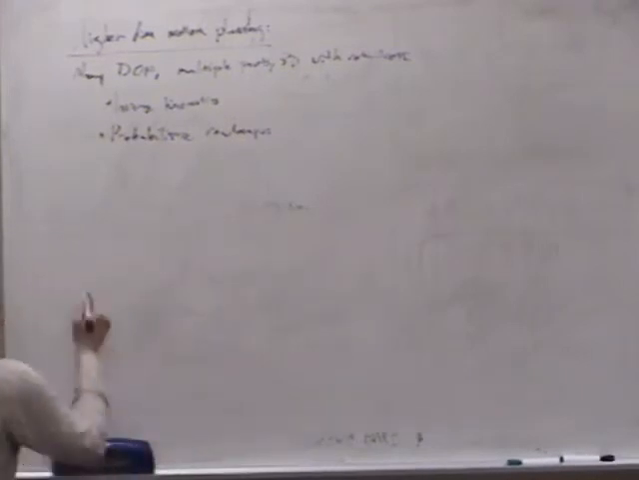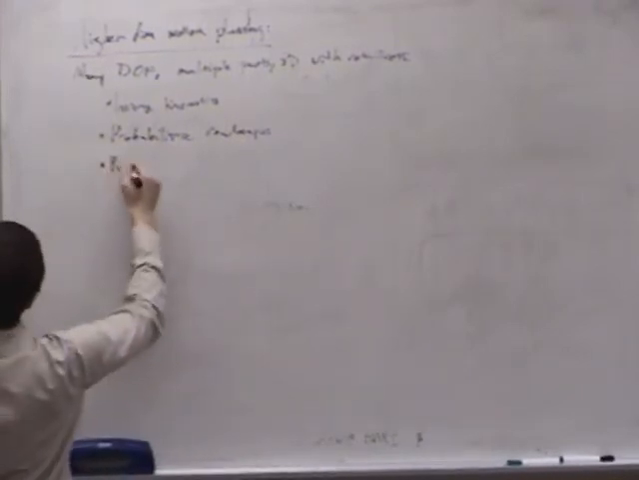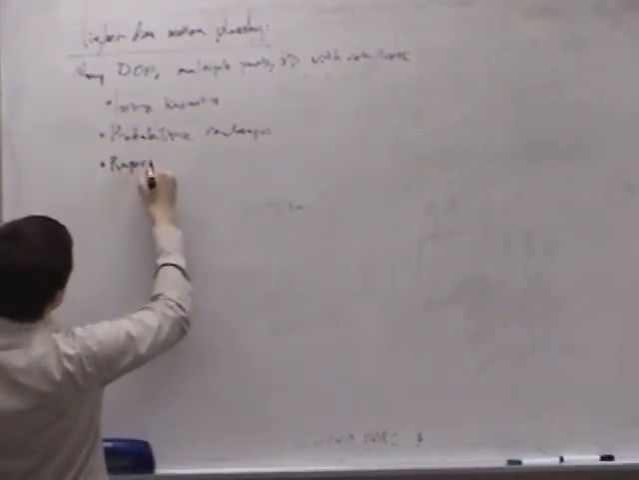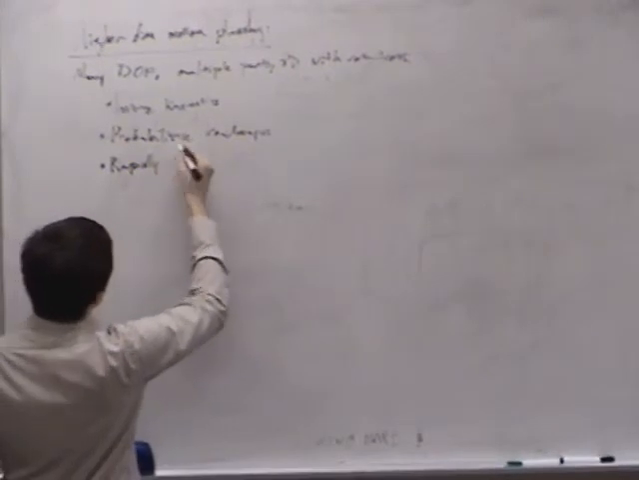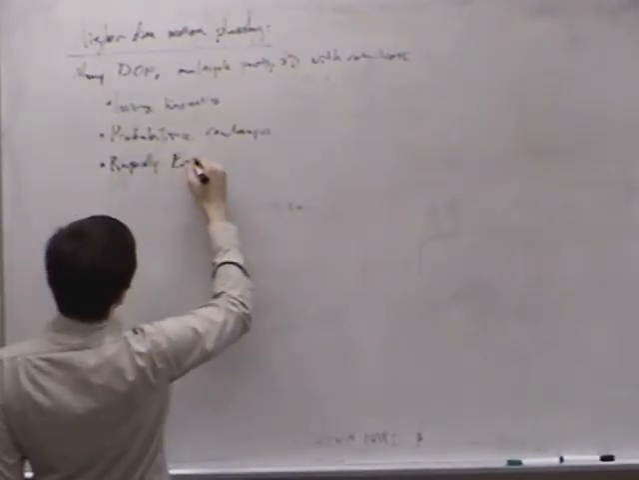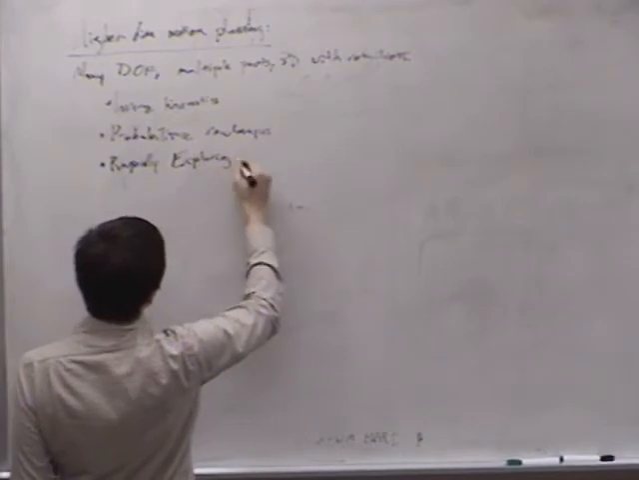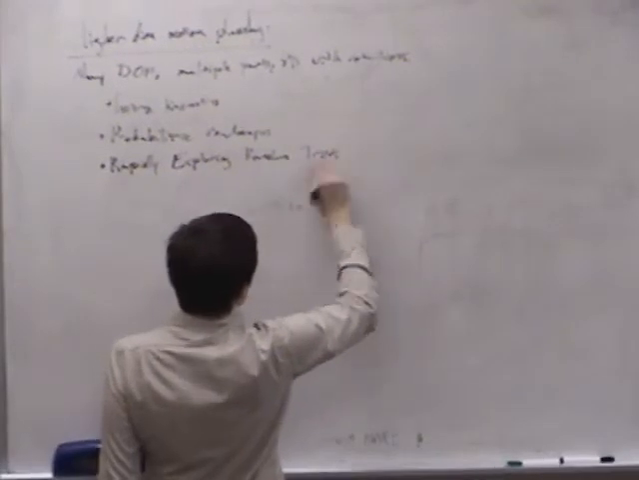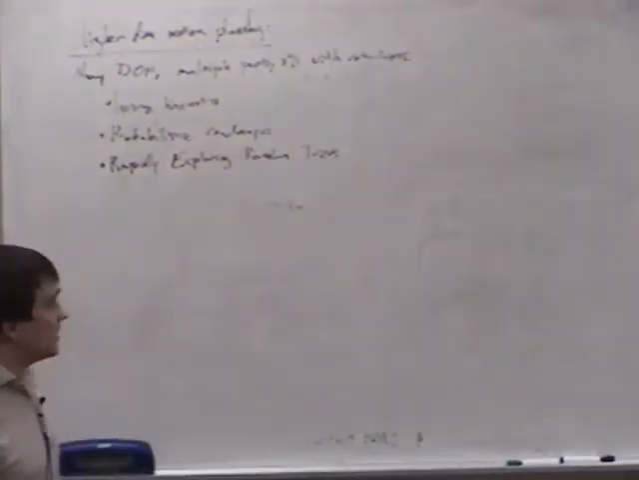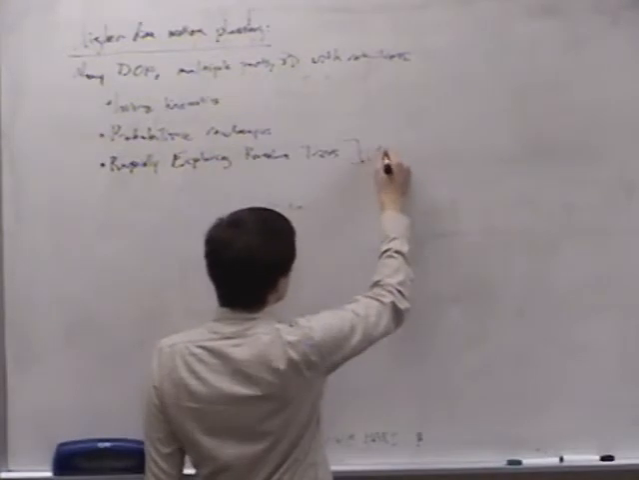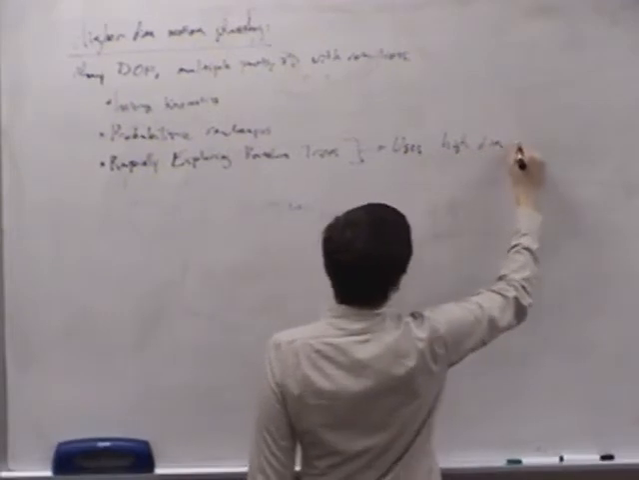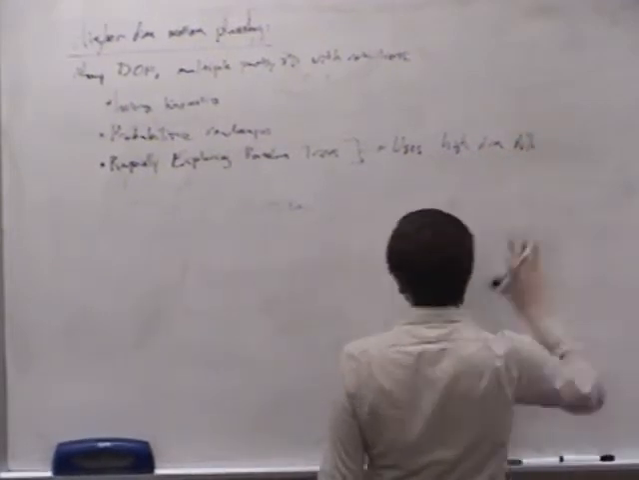And the other, and probably most important one here, are rapidly exploring or expanding, whatever, I've seen multiple ways to write this, random trees. This is based on high-dimensional nearest neighbors, which unfortunately we didn't get to in this class. So this uses high-dimensional nearest neighbors, or approximate nearest neighbors. That's actually good enough for this.